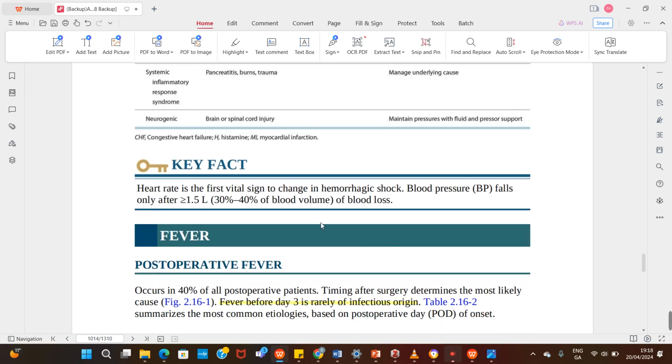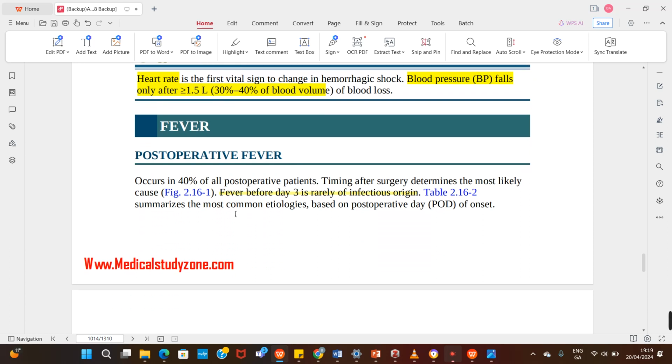So once somebody starts bleeding, the first change is the heart rate increase, even before the blood pressure drops. Please, don't forget. Then you start seeing changes in blood pressure when the person has lost about 30 to 40% of blood volume. So reflex tachycardia is always the first.